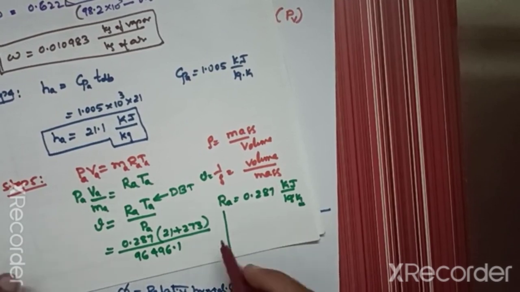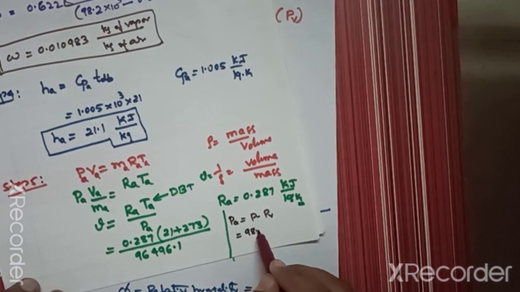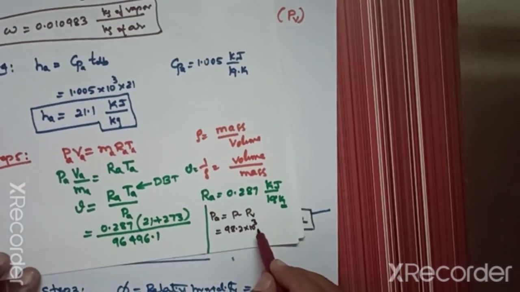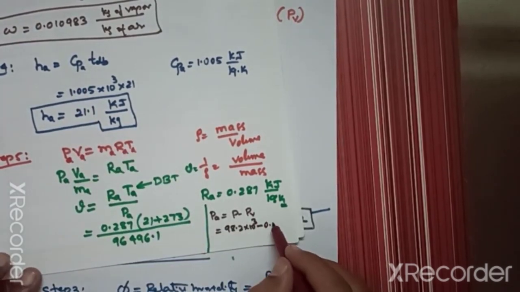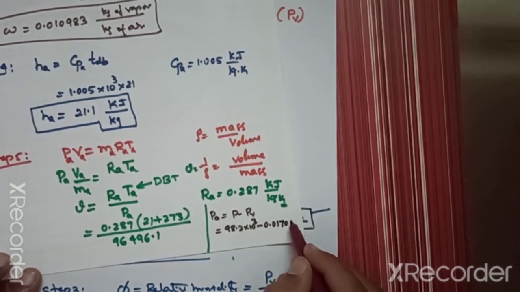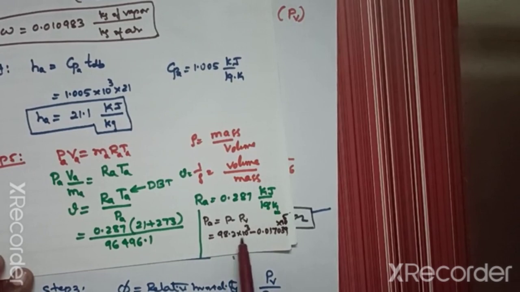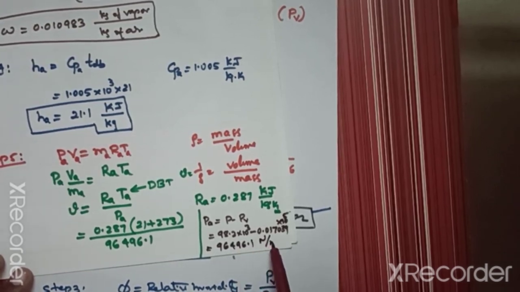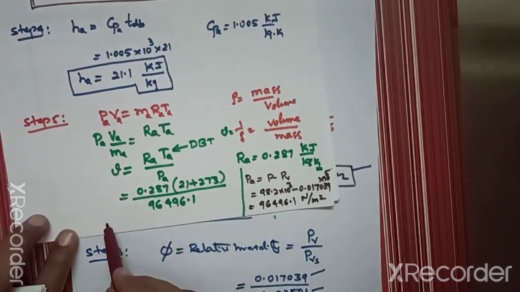So PA is equal to P minus PV. The value of total pressure is 98.2 into 10 to the power of 3 minus, what is the pressure of the vapor? Pressure of the vapor is 0.017039 into 10 to the power of 5. Now this is also in Pascal. So now in the calculator, how much did I get? 96496.1 Pascal, that is Newton per meter square. That value I have substituted here. So now all are numerically calculated in the calculator.